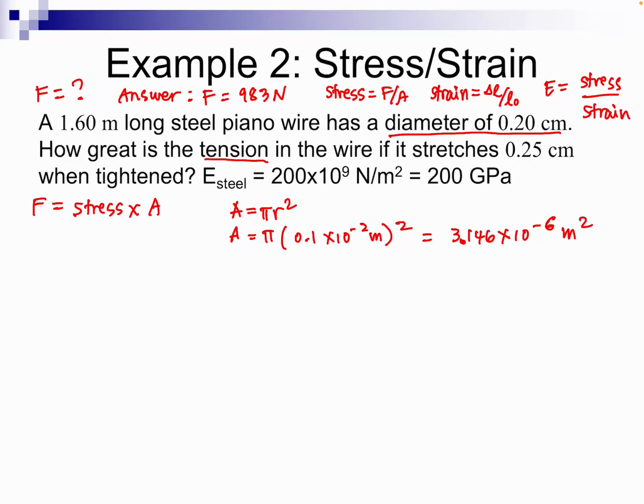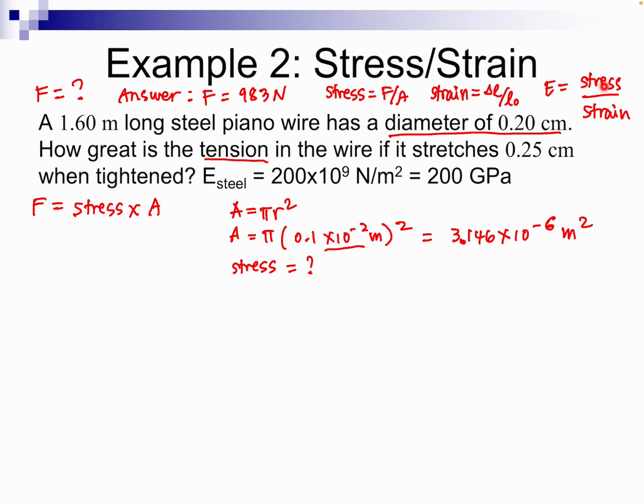Meters, I converted to meters squared. So you have this times 10 to the minus 2 that converts the prefix centi to meters. Or you can just write it out as 0.001 meters. Then we don't know, of course, the stress. We have to find out the stress in order for us to find the force.